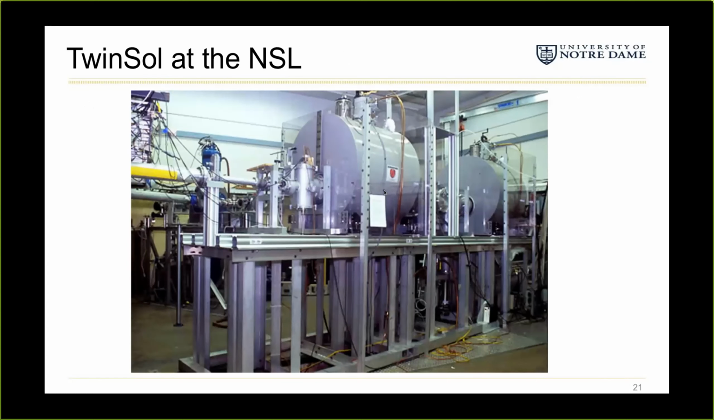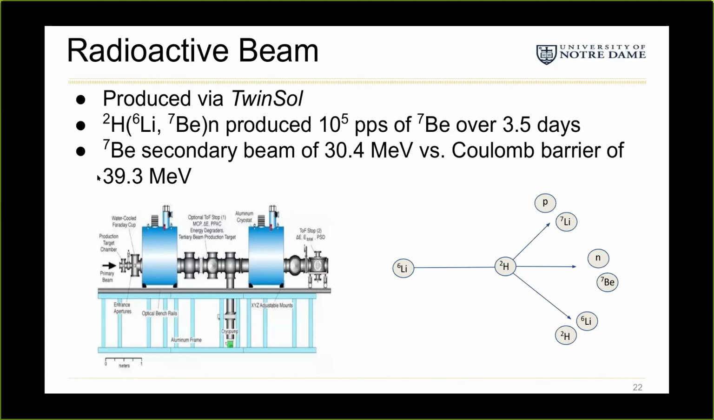And the question, of course, then is, well, how do these magnets help us produce a radioactive beam? Well, the way that we produce this radioactive beam is directly before TwinSol, there is a production target, normally filled with some sort of gas or with a foil on the gas cell. In the case of this experiment, the gas cell was filled with deuterium. And we bombarded this deuterium with our lithium-6, and a whole host of reactions occurs. We can have proton donation to the lithium-6 to make beryllium-7, or neutron donation to make lithium-7.